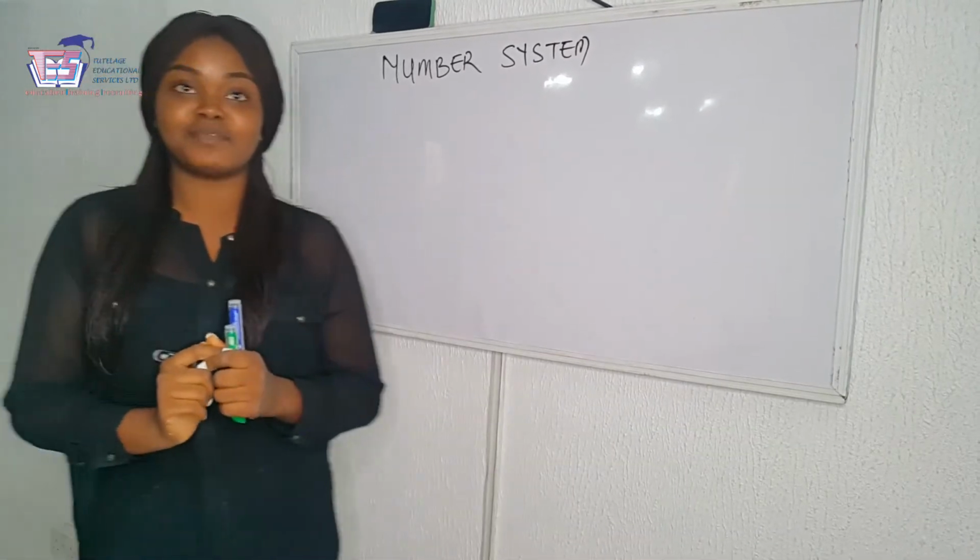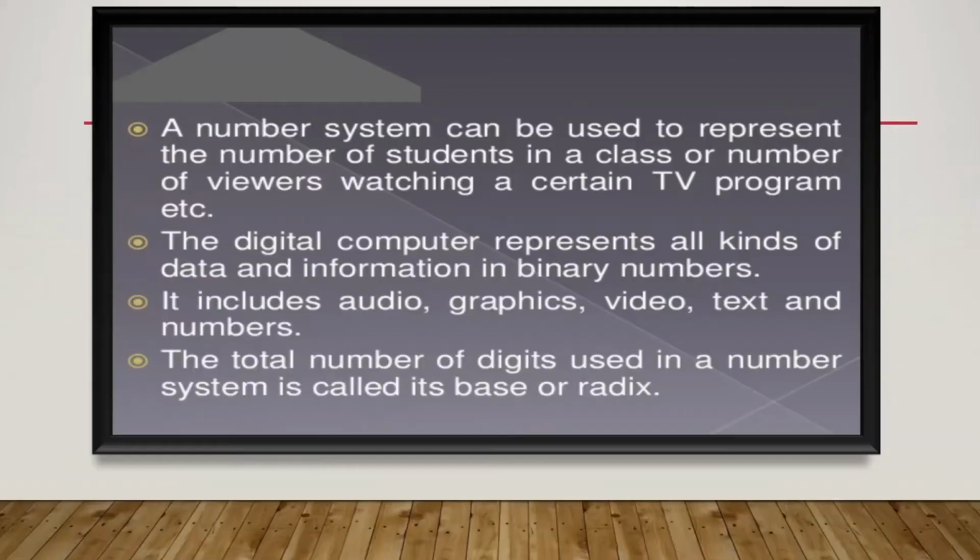What is number system? Number system is a set of values used to represent different quantities. A number system can be used to represent the number of students in a class or program, or numbers of viewers watching a certain TV programs. The digital computer represents all kinds of data and information in binary numbers. It includes audio, graphics, videos, text, and numbers.